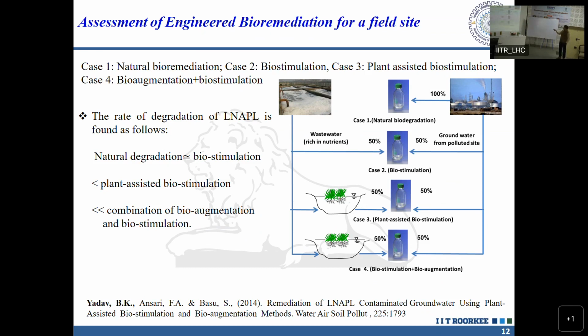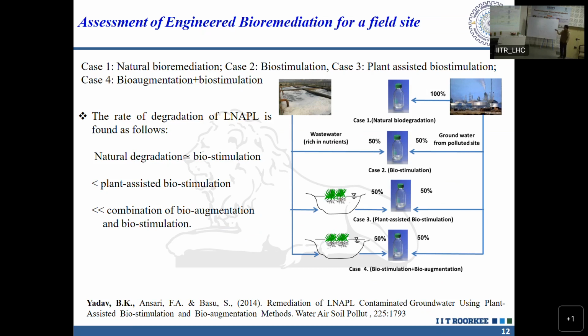We designed 4 sets of the microcosm experiment. The first one is the natural bioremediation. We have not done anything. We simply kept this contaminated groundwater in this microcosm at room temperature. Second case, we mix this wastewater with the polluted groundwater in 1:1 ratio. 50% was groundwater, 50% was wastewater. Any doubt? So 50-50. The idea of mixing this wastewater with the groundwater was to provide a lot of nutrients to the bacteria which are there in this polluted groundwater. It's just like you can say this is a case of bioaccumulation.